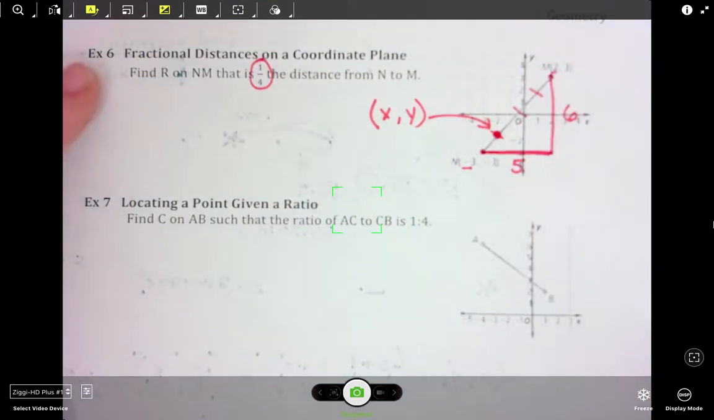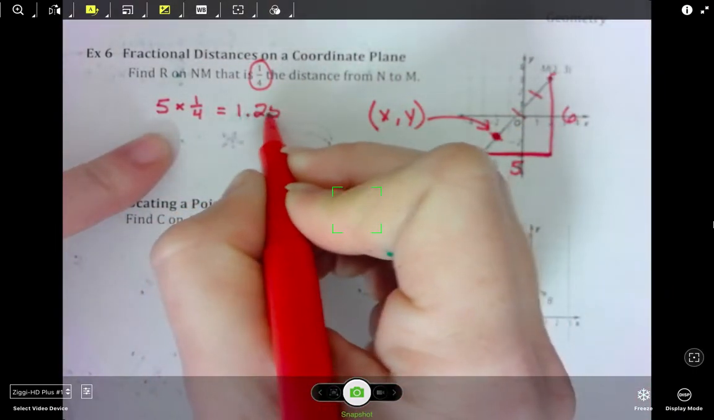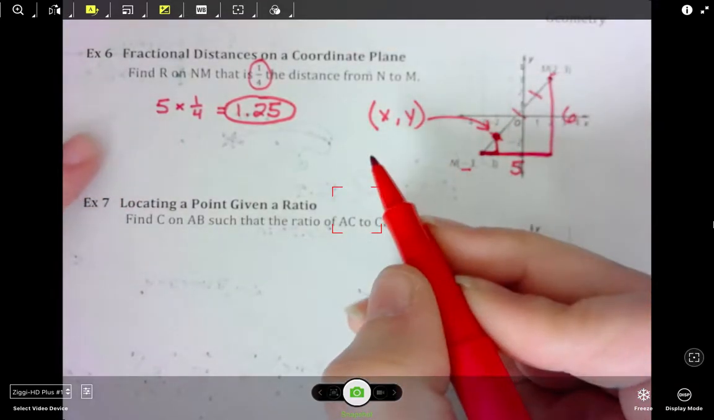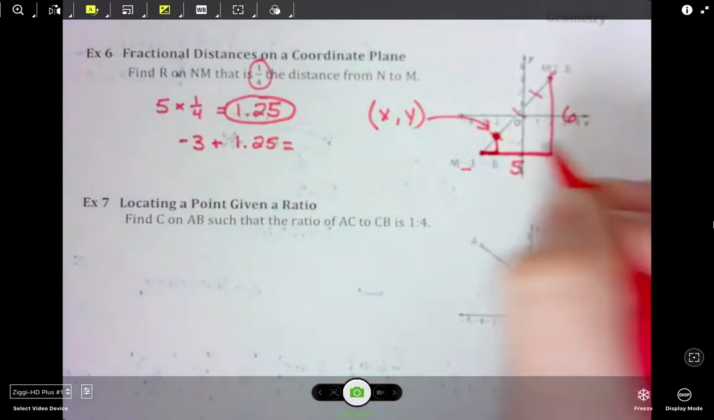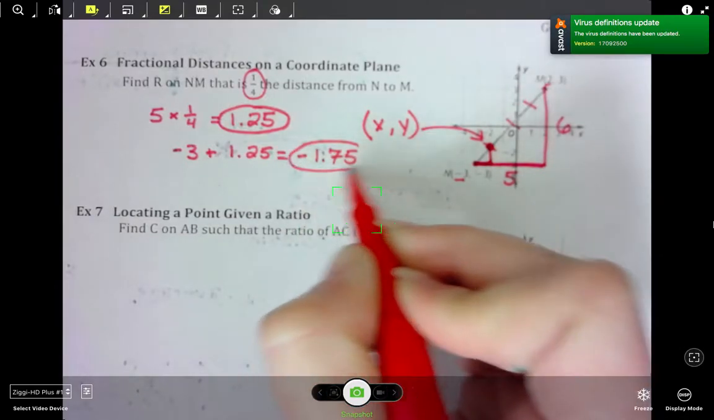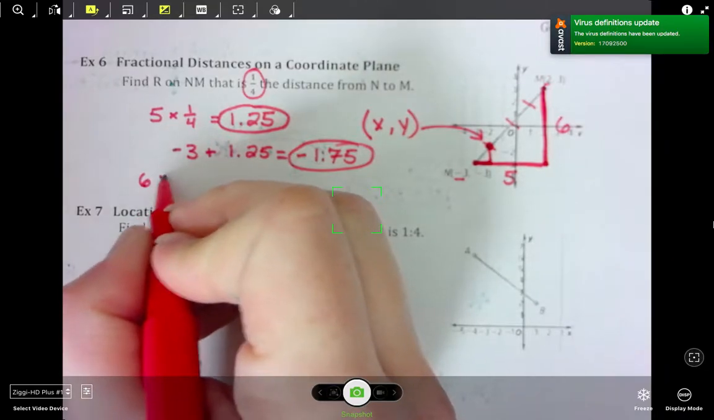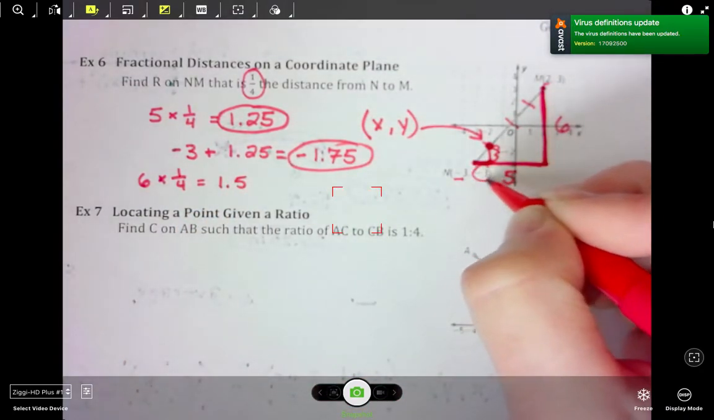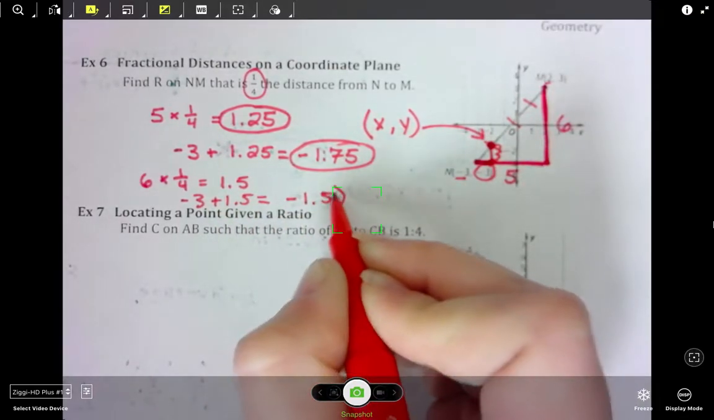If I'm only wanting 1/4 of the distance, I take 5 units in the X direction and multiply by 1/4. 5 times 1/4 is 1.25. So I want to be 1.25 units over in this direction to get that new coordinate. If my X coordinate on N is -3 to start with, I'm going to add 1.25 to that to get my new X coordinate. -3 plus 1.25 is -1.75. That's my new X coordinate. For my Y coordinate, this length is 6, so I want to take 1/4 of 6, which is 1.5. I'm going to add 1.5 units to the current Y coordinate of -3. -3 plus 1.5 gives me -1.5 for my new Y coordinate.